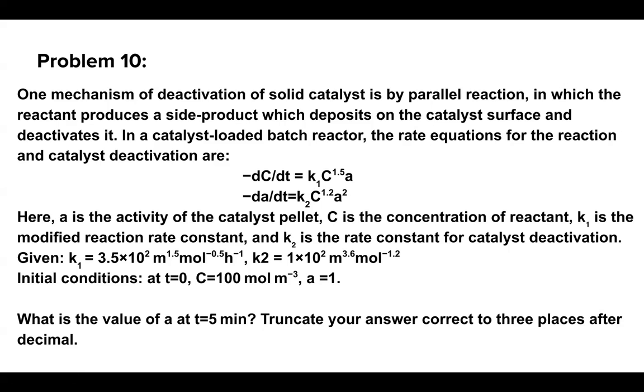What's the initial condition of the system? At t equal to 0, it is said that C is equal to 100 and A, the activity, is equal to 1. Now we need to find, at t equal to 5, the values of C and A. Sorry, we have to find the value of A at t equal to 5 minutes. Truncate your answer to 3 places after the decimal. Okay, so this question has a lot of writing. It is pretty simple when you solve it as an ODE. So I'll give you 2-3 minutes and then we'll discuss the answer.